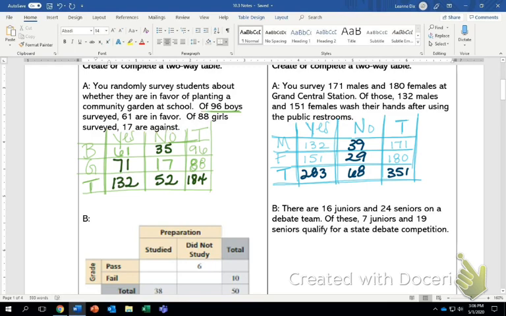All right, so I'm not going to do example 1.2b, which is about the debate team. I'm going to let you guys do that on your own, but I am going to do the 1.1b, which is a started table for us. It's already started. We just have to fill in the final pieces.